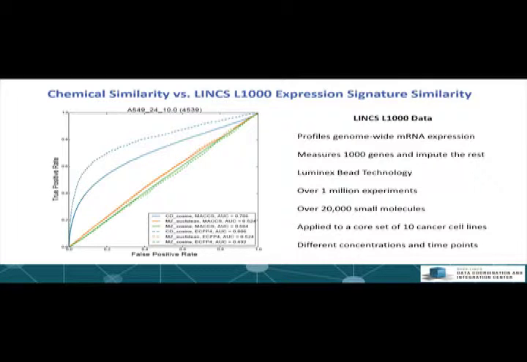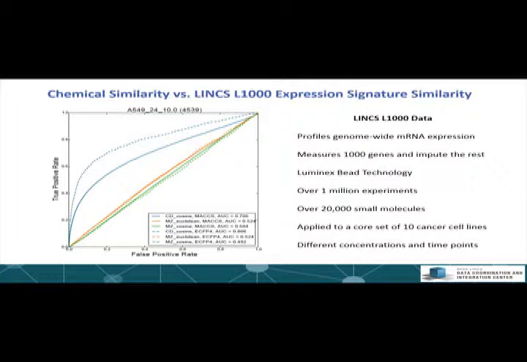So they've done over 1 million experiments, which is almost the same size as the number of experiments that are available on GEO. And they used over 20,000 small molecules, including all of the FDA-approved drugs and many other small molecules of interest. And they applied those to a core of 10 cancer cell lines and measured expression after treatment of those cells with different concentrations and at different time points.